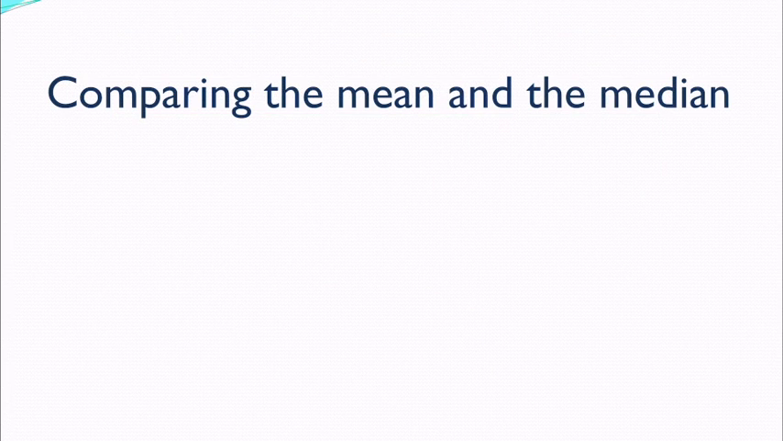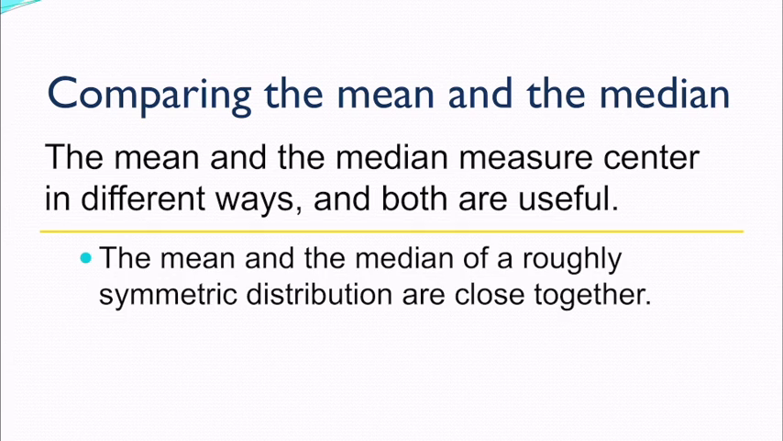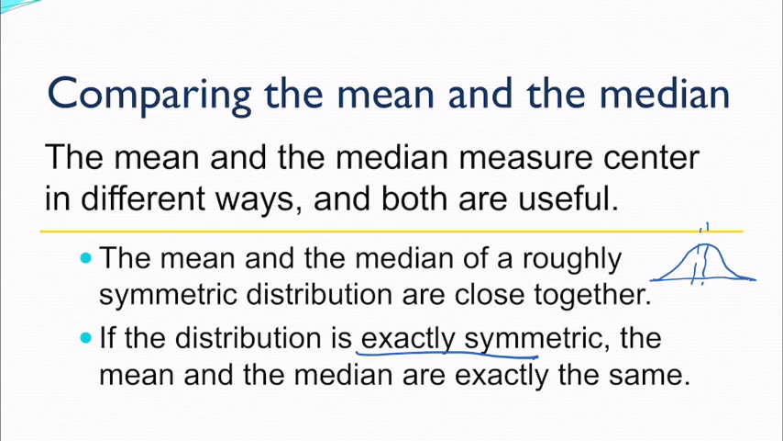So when we compare our mean and our median, the mean and the median measure center in different ways, but both are really useful, right? If we have a roughly symmetric distribution, so pretty close to being symmetric, they're going to be close together. If I have an exactly symmetric distribution, like a perfect normal distribution or a bell curve, the mean and the median are exactly the same. In this case, the mean would equal the median would equal the mode, which is really nice and very convenient.